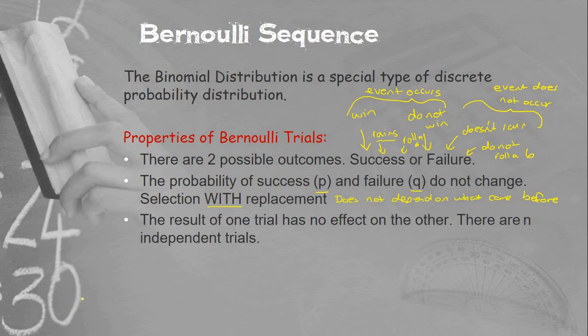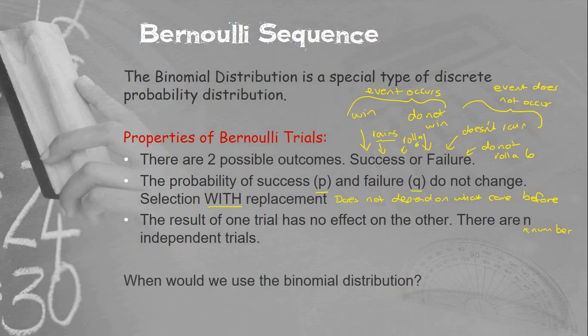Our third property is that no one trial has any effect on another, which is what I was saying before. And this really relates to the fact that the probability of success and failure do not change. So what this means is that there are n, so this can be any number, okay, any number of independent trials. One trial does not affect the next. So even if we see these properties though, that is not necessarily enough for us to decide that yes, we want to go ahead and use the Bernoulli sequence or the binomial probability distribution.